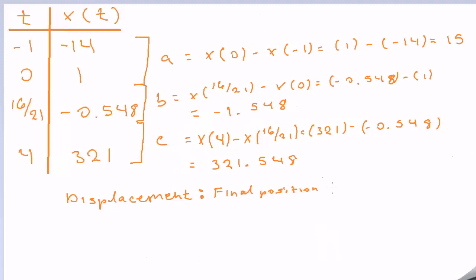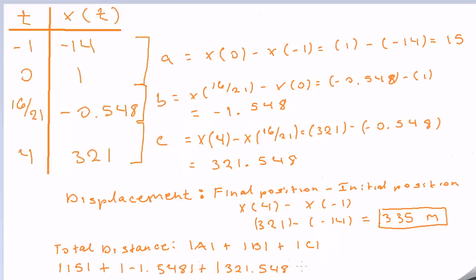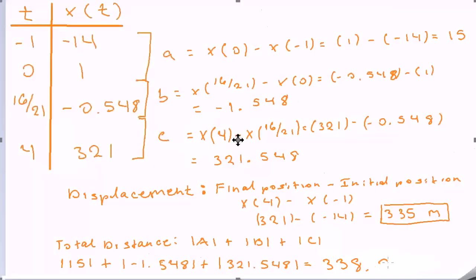That means the displacement, which is going to be our final point, x of 4, minus our initial point, x of -1, is going to be 321 minus -14, or 335 meters. The total distance will be the sum of all of those and their complete magnitude, so that's going to be 338.096 meters. So now we're going to work on our first diagram.